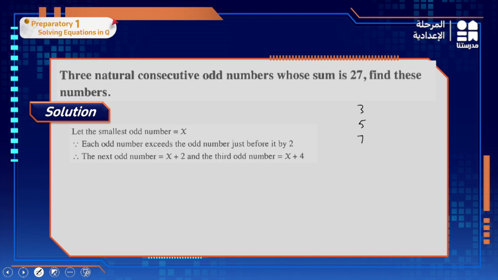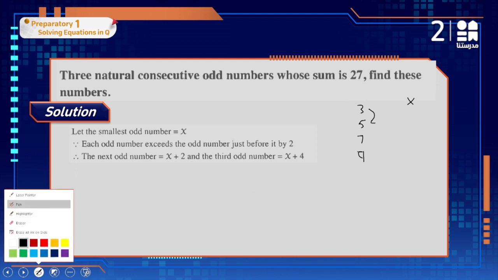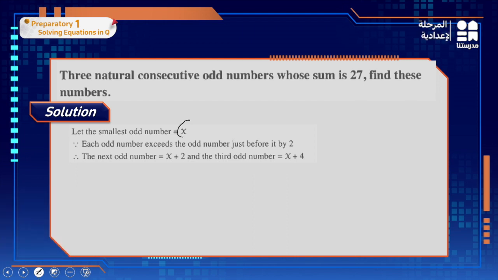So, for each odd number, I need to add 2 more to this x. Why? If one of them is x, they are increasing by 2. 3, then 5, then 7, then 9, then 11, and so on. So, we will let the first one be x, then add 2 for it. So, I'm going to add 2. So, this is the first number x.